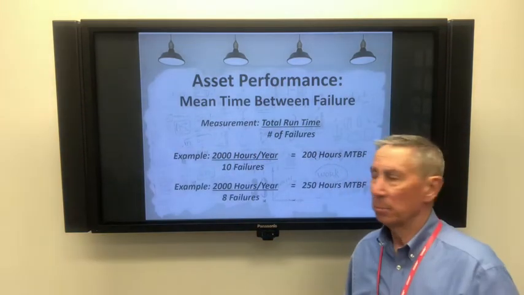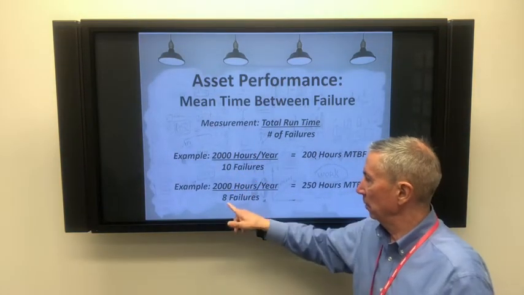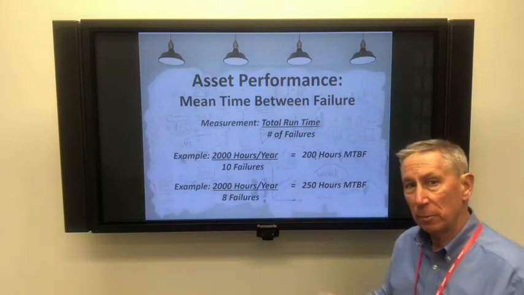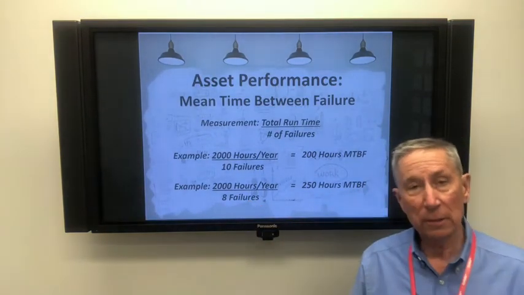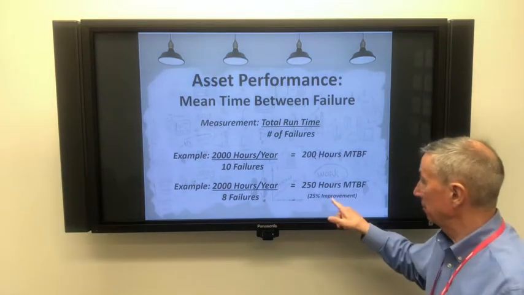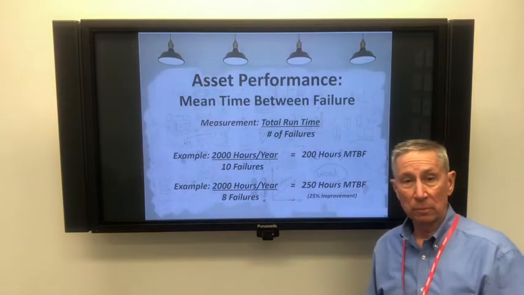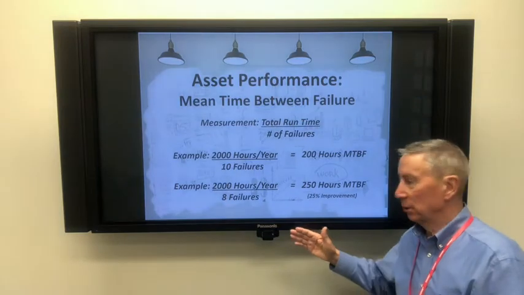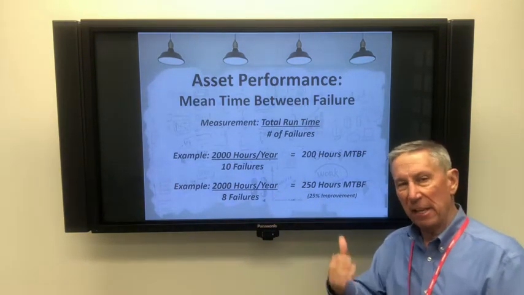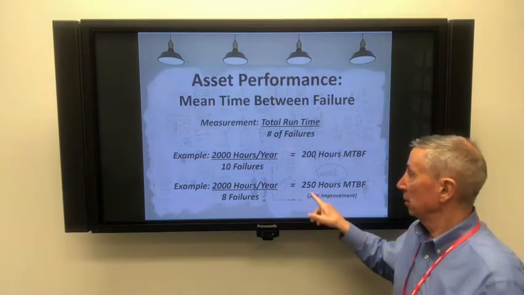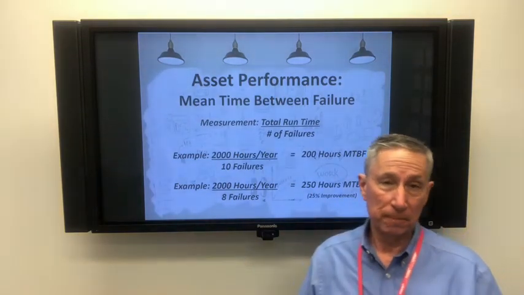So if I improve that, instead of 10 failures in a year, I have 8, I actually push mean time between failure up to 250 hours, right? So that's some improvement. Actually, 25% improvement. It's interesting, so you can show exactly how we're improving and getting better. And even incremental improvements will show in this metric, and you can show our improvement.